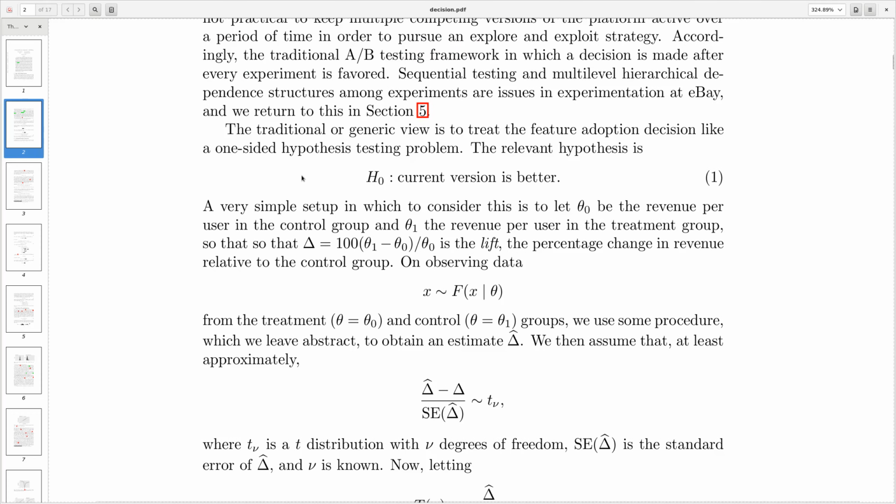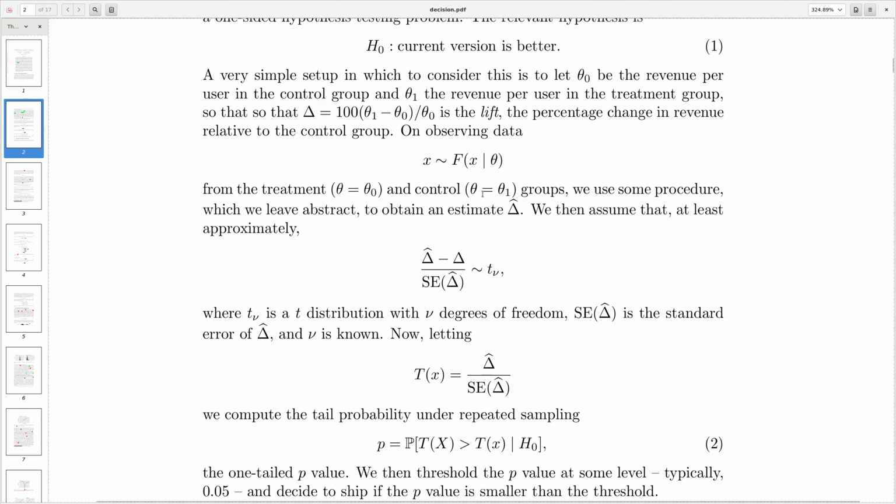The traditional or generic view is to treat the feature adoption decision like a one-sided hypothesis testing problem. The relevant hypothesis is hypothesis 0: the current version is better. A very simple setup is to let theta 0 be the revenue per user in the control group and theta 1 the revenue per user in the treatment group, so that delta equals 100 times (theta 1 minus theta 0) divided by theta 0, which is the lift, the percentage change in revenue relative to the control group.